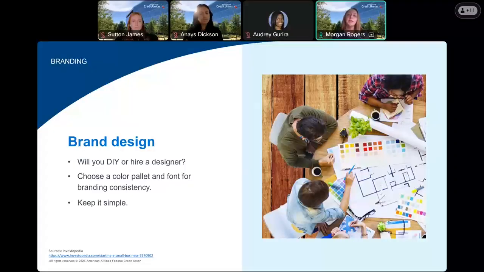You can decide to DIY it, so do it yourself. Some of us may look forward to coming up with a personal brand design, but others may opt to hire a professional designer. Most people will start a small business just starting out. You might have a limited budget, so if you're looking to save money, DIY is a really great option.